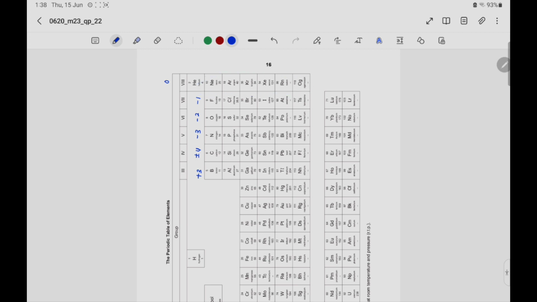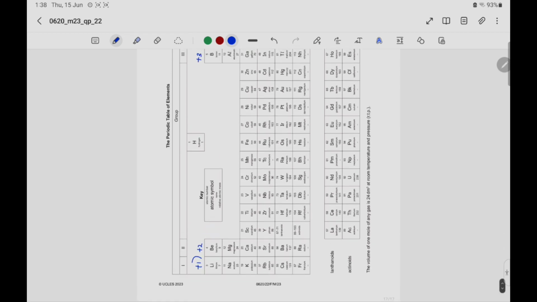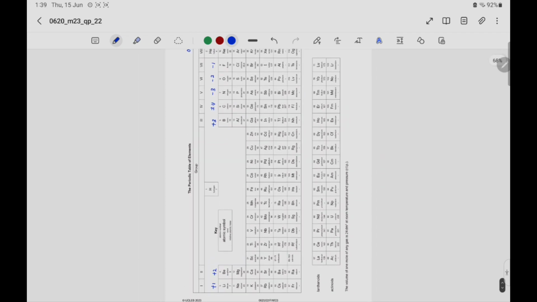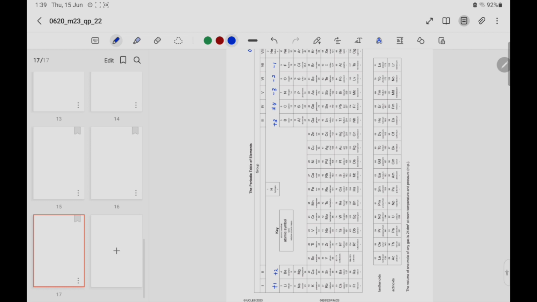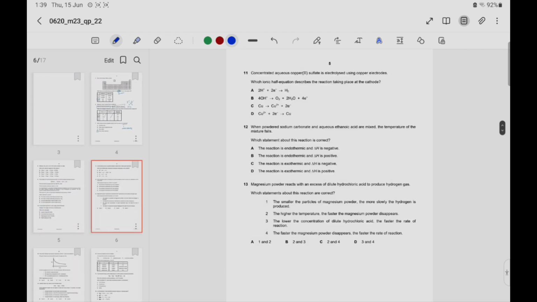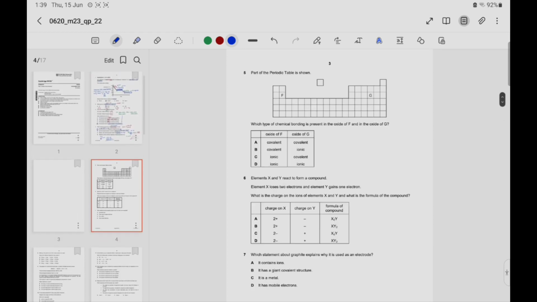Your reactivity depends on your ability to gain or lose electron. So if you are gaining 1, you should get negative. Losing 1, you should get positive. So once you draw this table, it's very easy. You don't have to always memorize them, because the more you do it, the more familiar you will be. Okay, so let's see the next question.